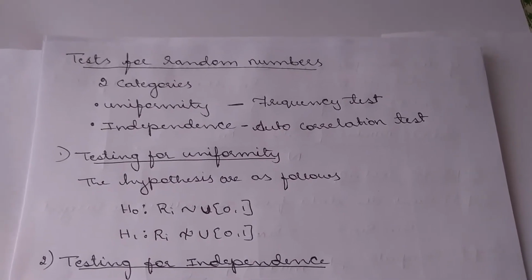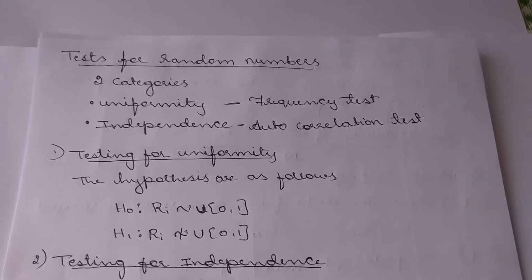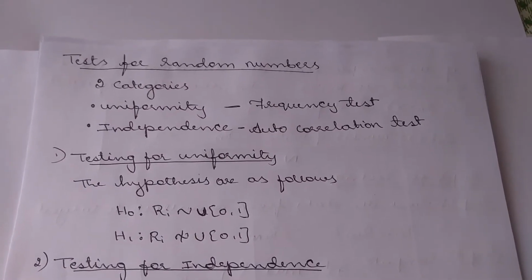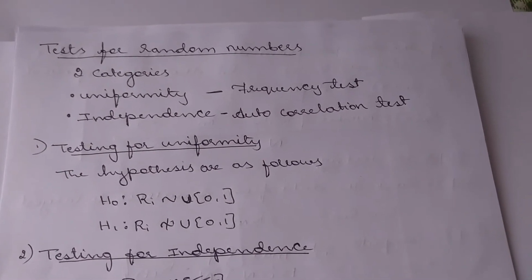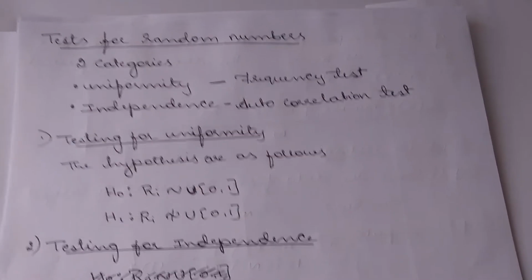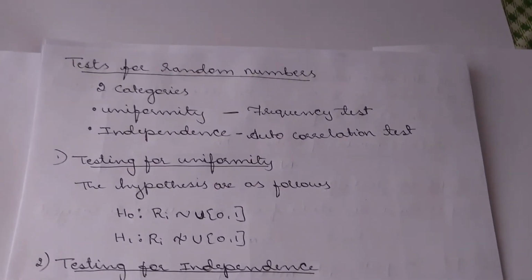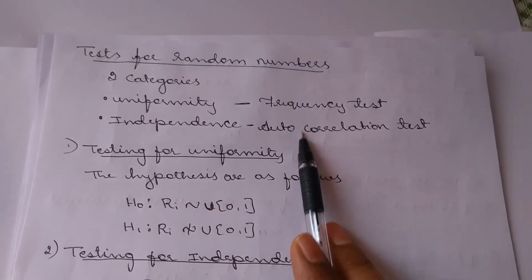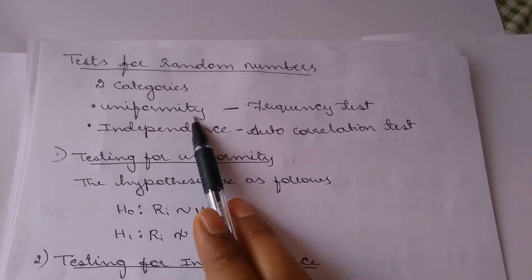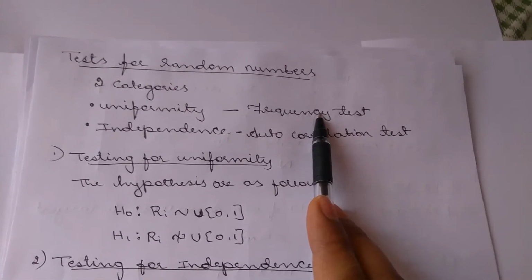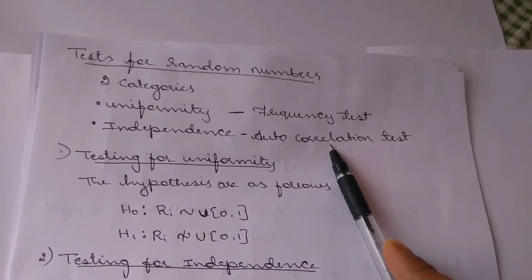We have already discussed the properties, that is uniformity and independence. For these, we have to test whether the random numbers are uniform and whether they are independent. Here we have mainly two tests: the frequency test and the autocorrelation test. To check for uniformity, we use the frequency test. To check for independence, we use the autocorrelation test.